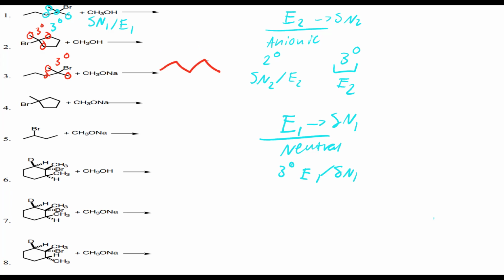So we draw our carbon structure. We're not messing with anything. The only thing that we eliminated, which is the E in E2, we eliminated the bromine. So bromine should not be there. So now we're placing our double bonds.